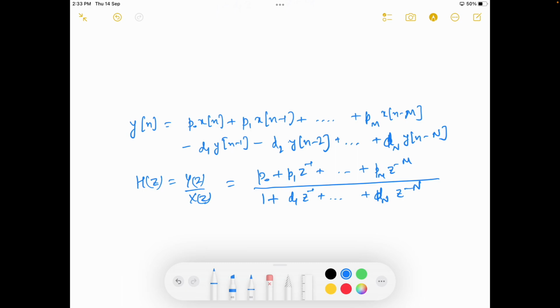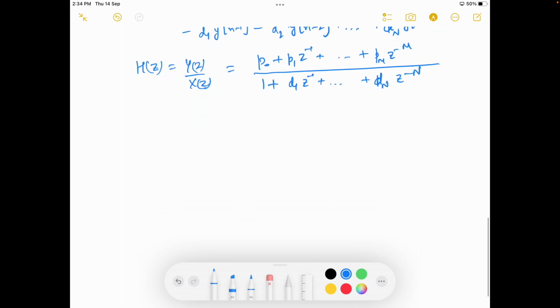Clear? And now I know that this is a polynomial equation. The denominator is a polynomial equation. By factorizing it, you can find the roots of this equation, and those roots are the poles of H of Z. And likewise, you can factorize the numerator, you will get the zeros of H of Z. Anybody has got any questions at this point of time?